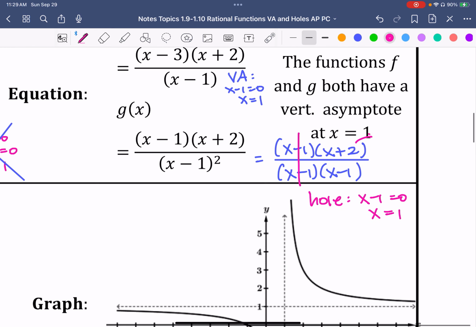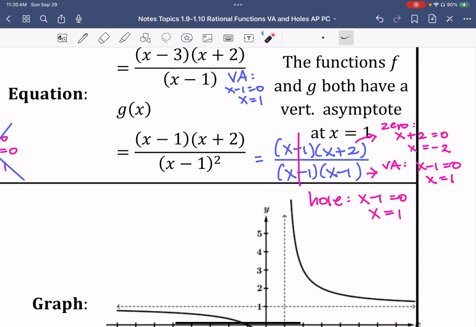What you have left in the numerator is your zero. Set the factor equal to 0. We have a zero at x equals -2. What you have left in the denominator is your vertical asymptote. You set that factor equal to 0. We have a VA at x equals 1.